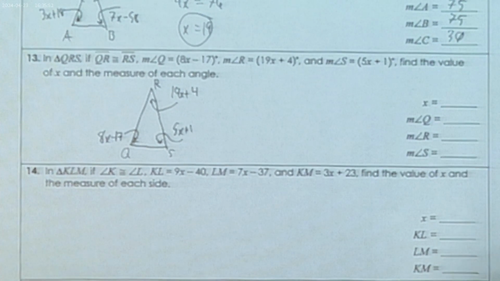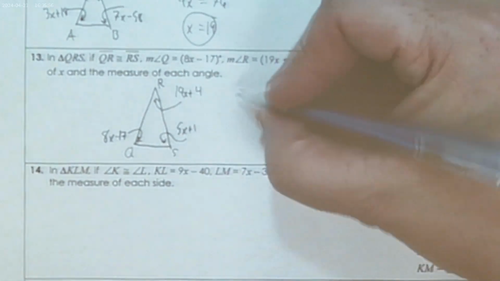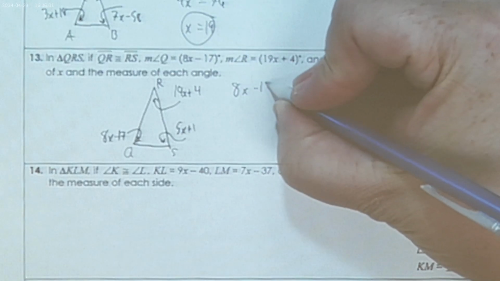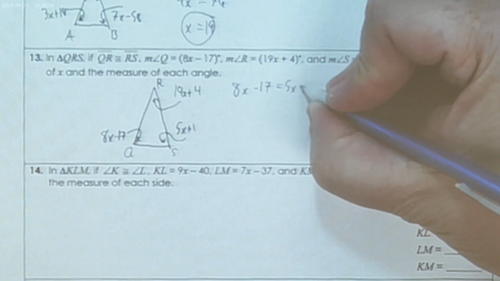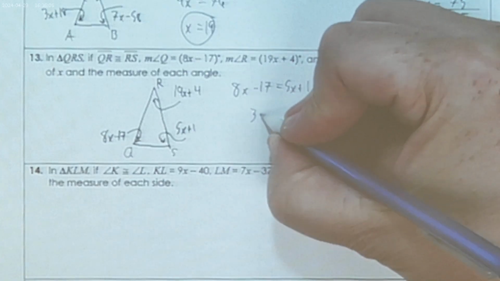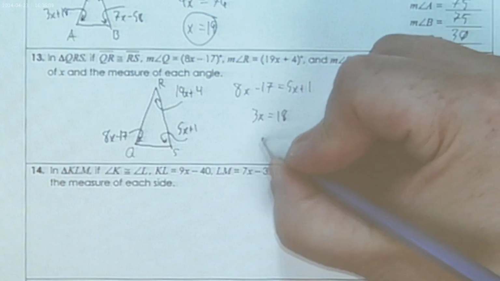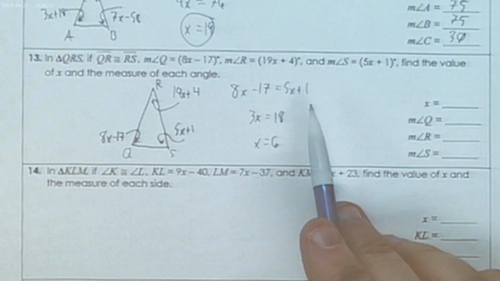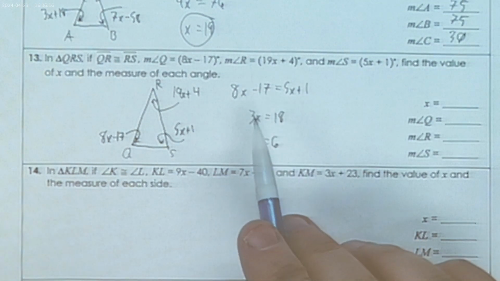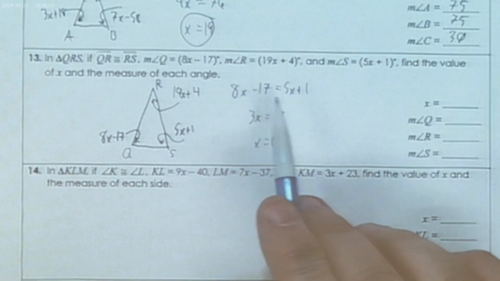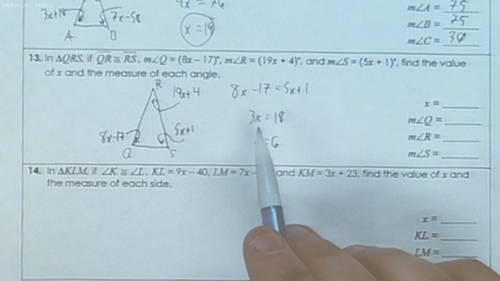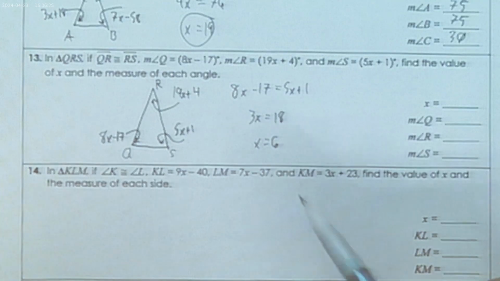Once again, because I took the time to make the drawing, I can set the equality immediately. 8x minus 17 equals 5x plus 1. That gives me 3x equals 18, x equals 6. I'm not going to talk about the drawing again, but by setting up the equality correctly, I can do all of the math super fast. And so 5x minus 8x, 3x, 17 plus 1, 18, x equals 6.